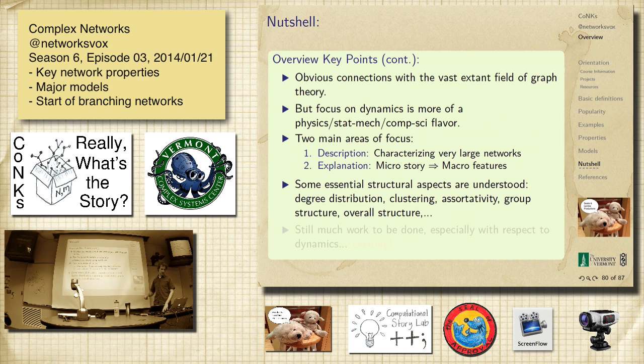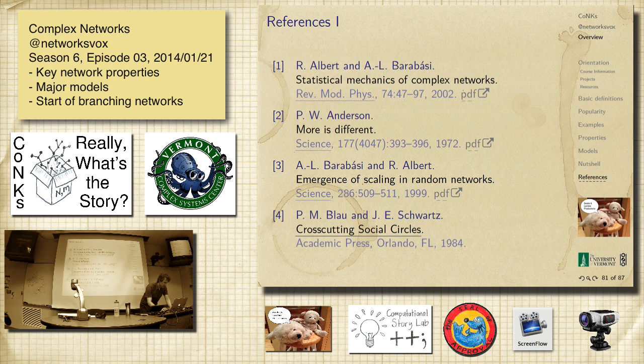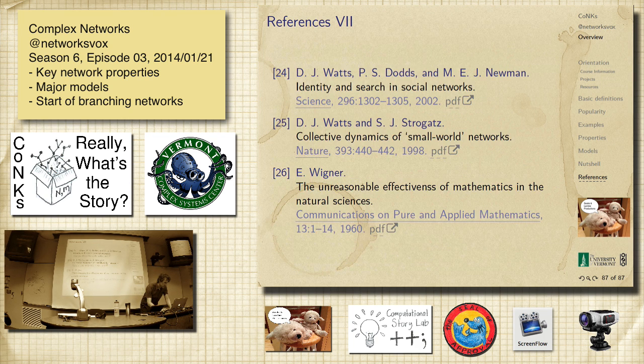All right, so we understand a bunch of things, as I've said, just quickly here: clustering and so on, assortativity, degree distribution being the big deal, and there's still a lot to do. Very exciting. Okay, cool. All right, so there are your references, if you want to dig into some more goodness there.